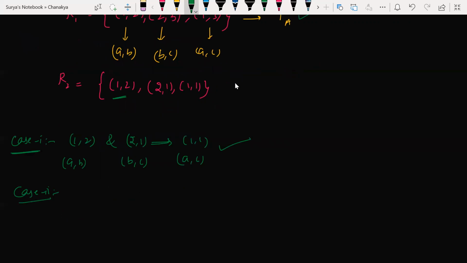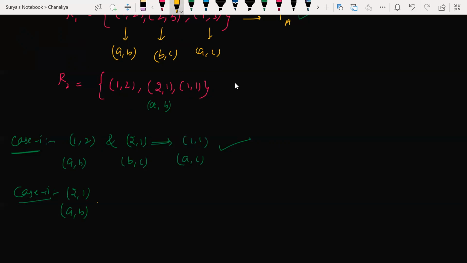Sir, why are you taking this as A comma B? Why can't I take this as A comma B? Check it. Understood my point? Why can't the second ordered pair be A comma B? What is wrong with that? It also has the freedom to become A comma B, right? Who told you that it cannot become A comma B? Yes, you can take 2 comma 1 also as A comma B. Then B comma C should be what? It should start with either this or this, isn't it?